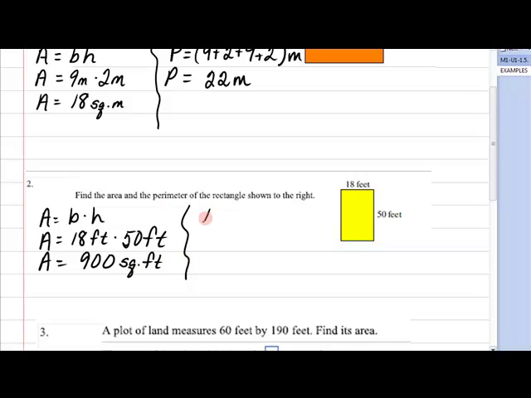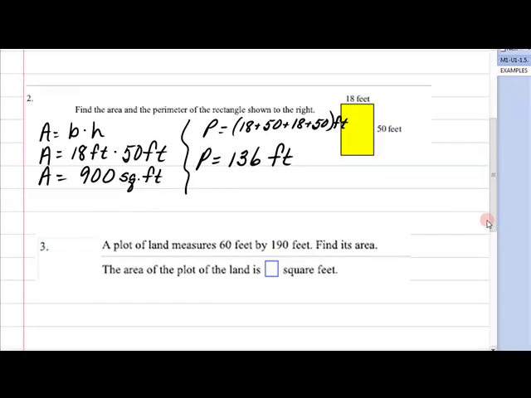You're also asked to find the perimeter. Perimeter is the sum of the lengths of the sides. 18 plus 50 plus 18 plus 50. They're all measured in feet. So I'm using my calculator off the screen. And I get that the perimeter is 136 feet. Please notice the difference between the units in area and perimeter.